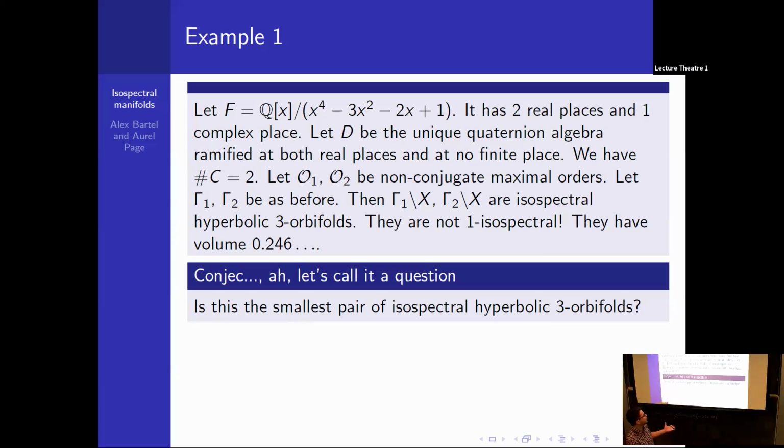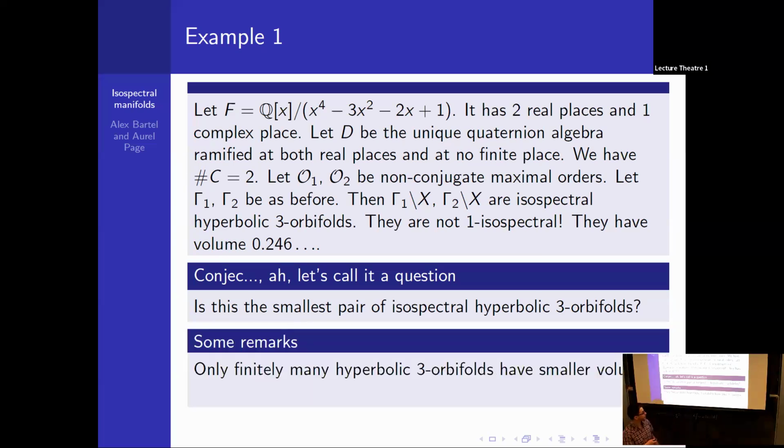This might be the smallest pair of isospectral hyperbolic 3 orbifolds. So, 2 comments. There are only finitely many hyperbolic 3 orbifolds of smaller volume, because this is the first pair with this feature. It's below the first accumulation point.